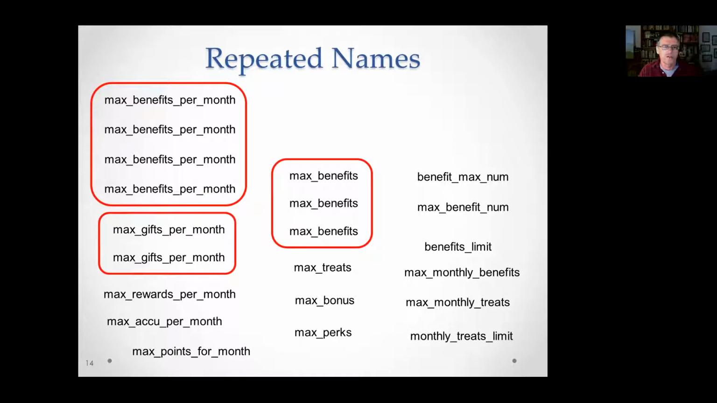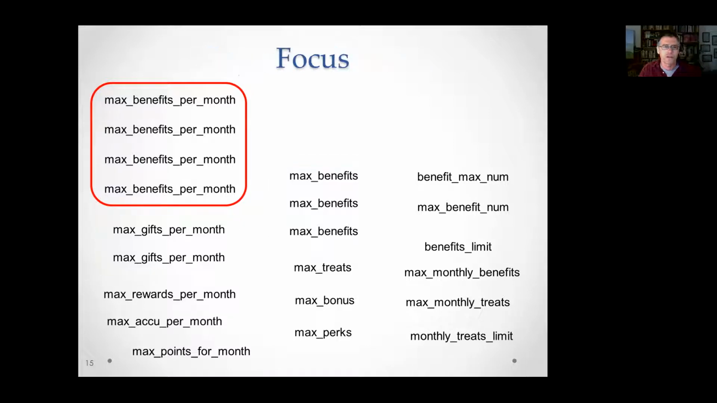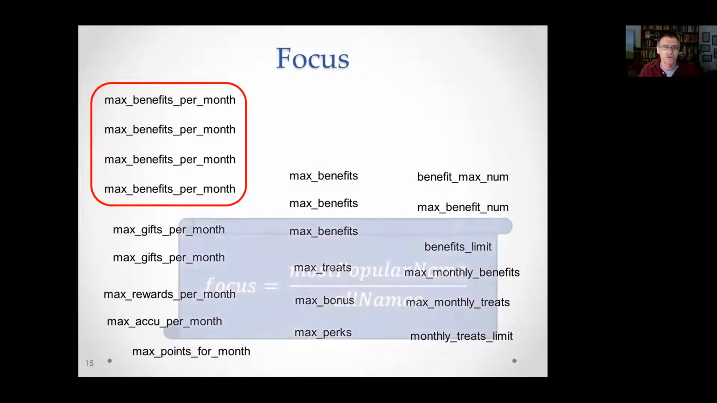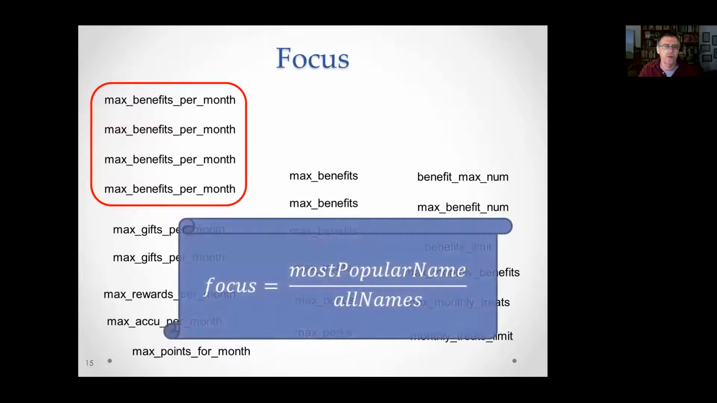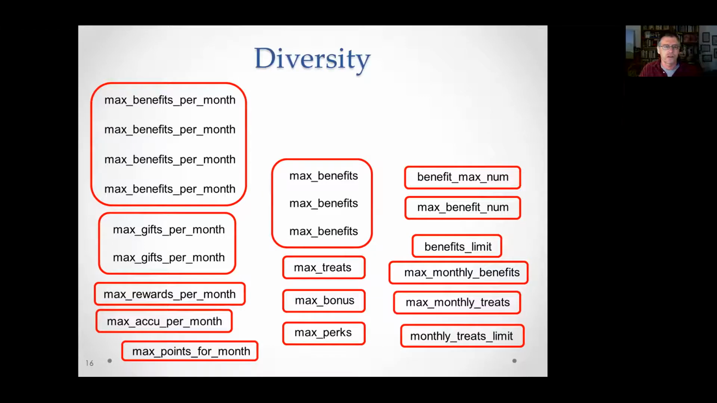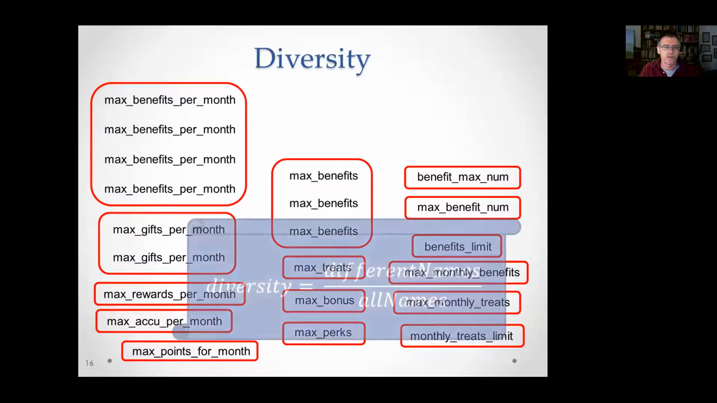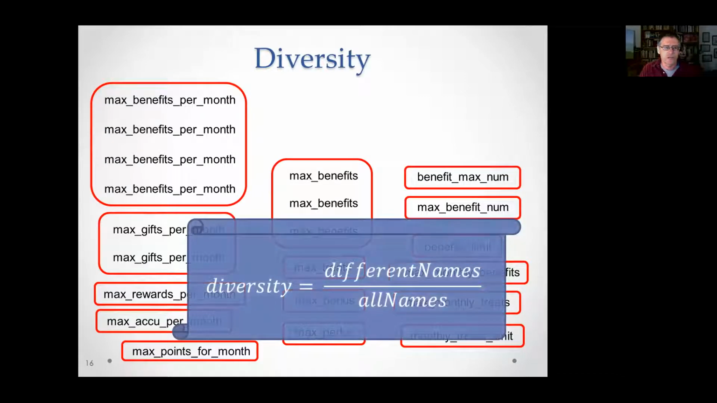And in order to quantify the distribution of name usage, we define 2 metrics. The first metric is the focus. Focus is defined to be the number of times that the most popular name appeared, divided by the total number of names we received. The second metric is diversity. Diversity is the total number of different names we received, divided by the total number of all names.